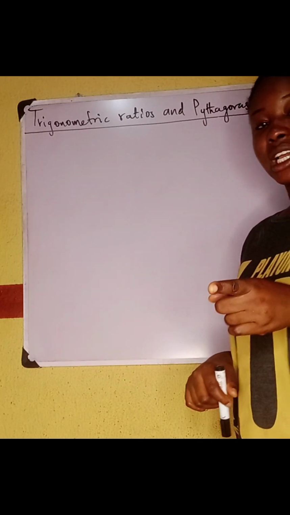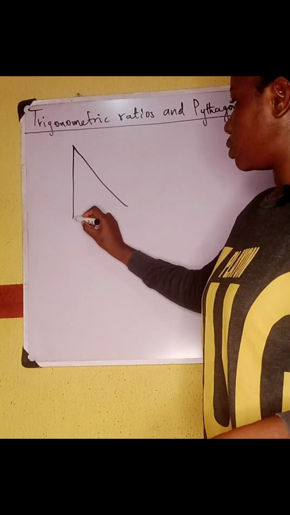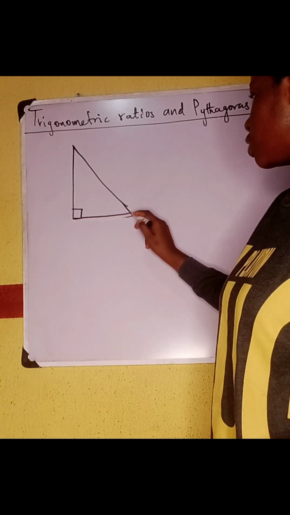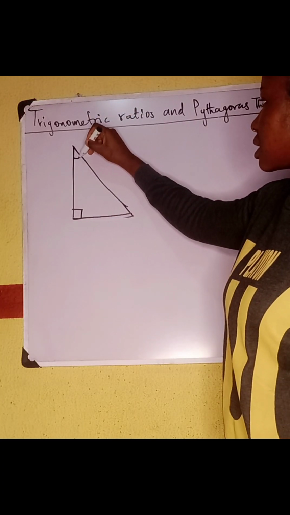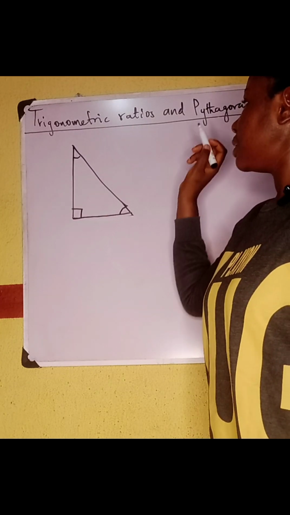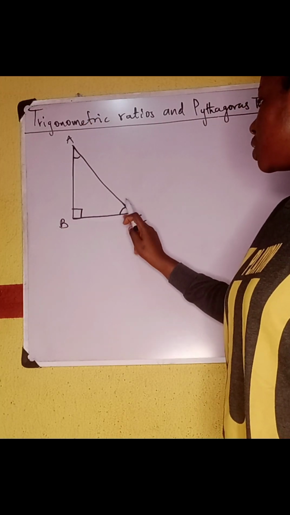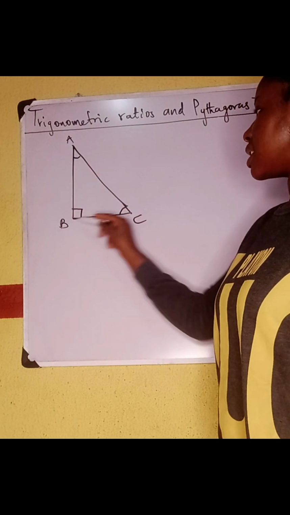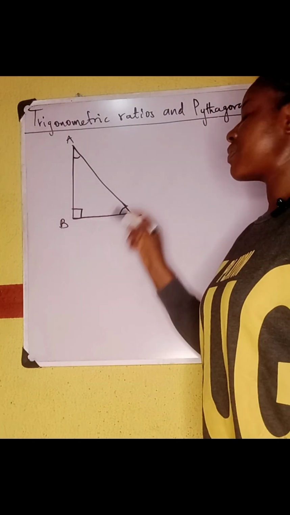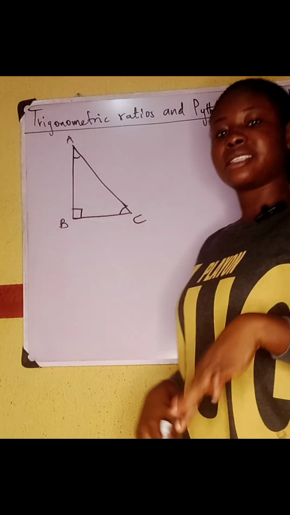Now, I hope you know that every triangle has 3 sides and 3 angles. If I should draw a triangle, not necessarily a right angle triangle, but the one I'm drawing now is a right angle triangle. There's an angle here, an angle here, and then the right angle. Here is A, here is B, and here is C. We have 3 sides: side AB, side BC, and side AC. And we also have 3 angles: the angle at A, the angle at B, and the angle at C.